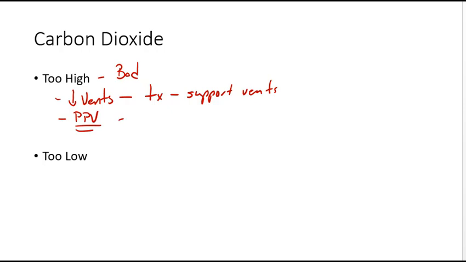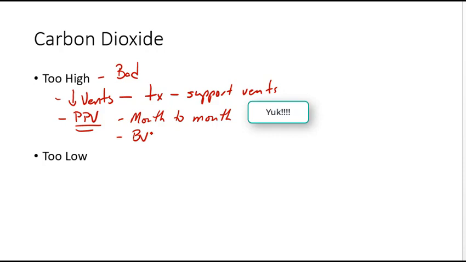Now, there are a few ways we can do that. The simplest is mouth-to-mouth breathing, but let's face it, that's not that appealing. Fortunately for us, we have some pretty cool equipment like the bag valve mask, which you're going to get a lot of practice with later. Well, when we bag a patient, we can increase the ventilatory rate, which helps to remove that extra CO2.